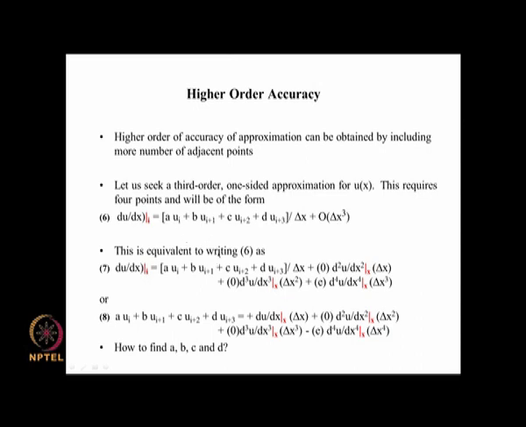this is equivalent in a way to writing this approximation, because we have seen that all these Taylor series expansions involve derivatives, first derivative, second derivative, third derivative and all that. So, what this approximation actually implies is that we would like to get an approximate formula which is dou u by dou x at I equal to a ui plus b ui plus 1 plus c ui plus 2 plus d ui plus 3 divided by delta x plus 0 times dou square u by dou x square times delta x. Okay.